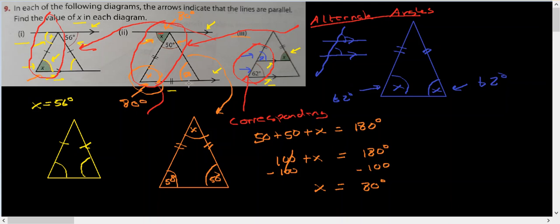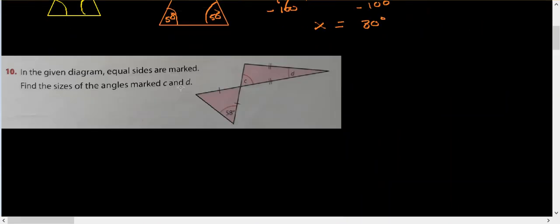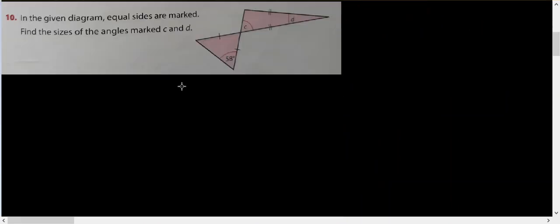Okay, so let's move on and attempt the next question, question 10. Let's have a look at what it's asking for. In the given diagram, equal sides are marked. Again, we can see this here and here. Find the size of the angles marked C and D. So we have this angle here, C, and then we have this angle here, D. You want to find out their sizes.